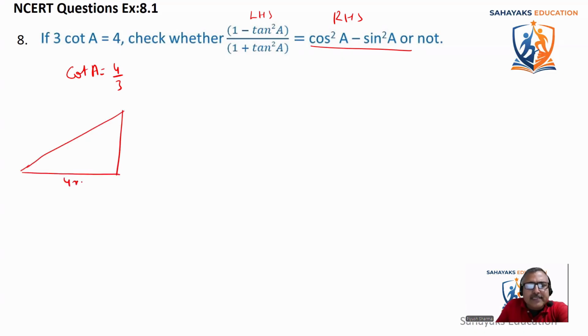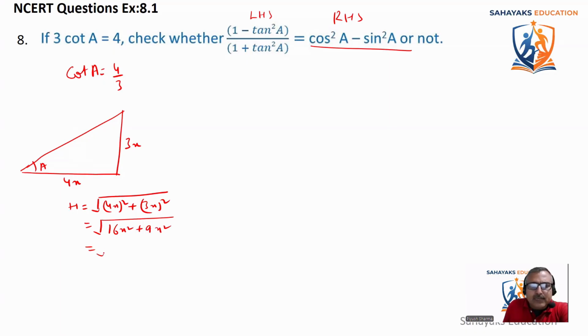So we are saying this is 4x and this is 3x. So with Pythagoras theorem, if you try to find the hypotenuse, this angle is A. So if you try to find out the hypotenuse, the hypotenuse comes out to be square root of 4x square plus 3x square. So it comes out to be square root 16x square plus 9x square, square root of 25x square, and that comes out to be 5x. So the hypotenuse comes out to be 5x.